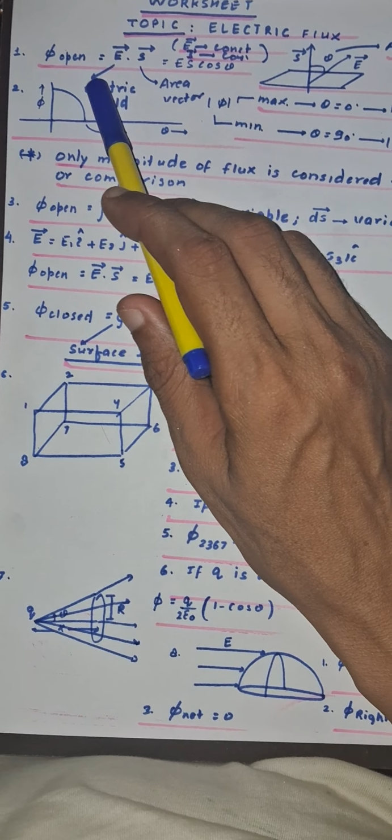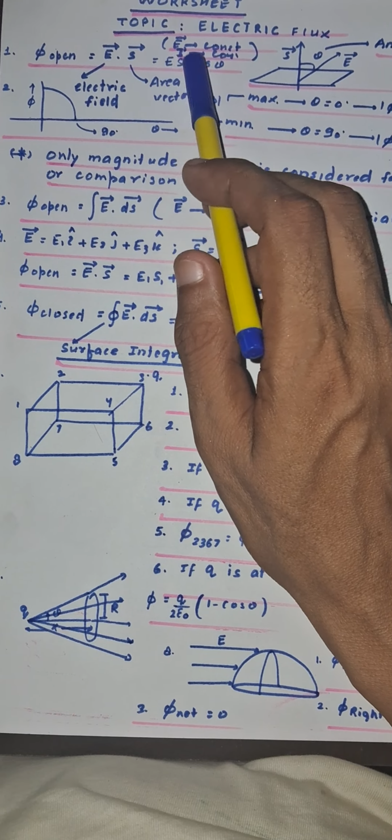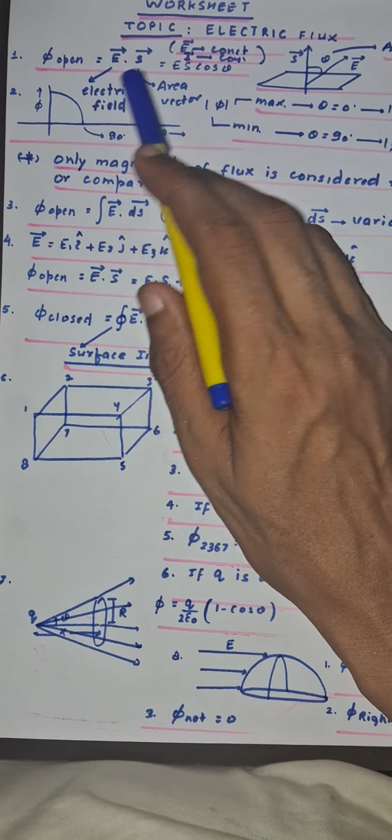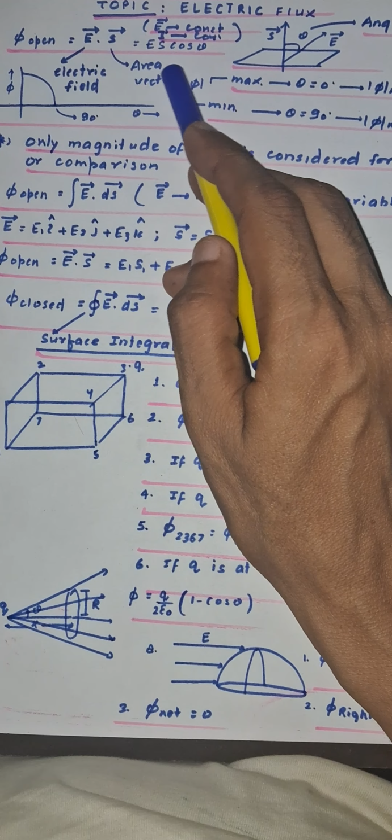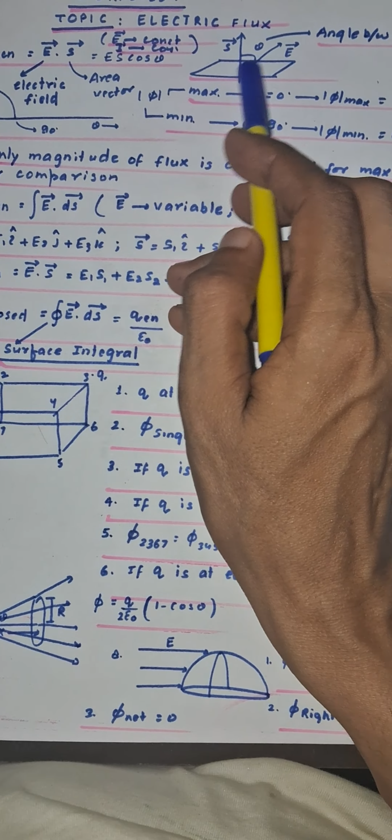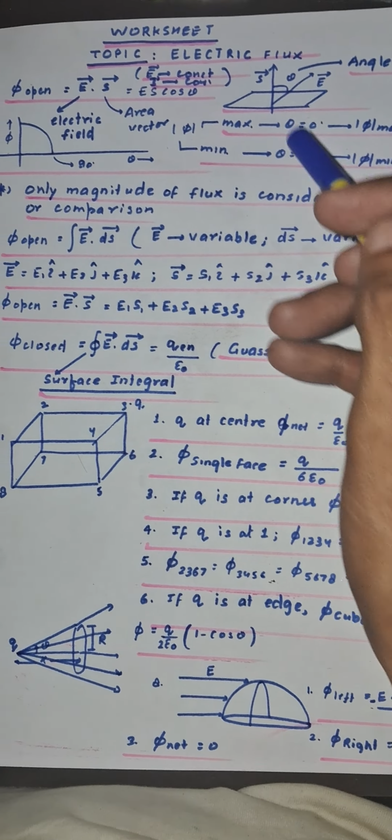So the first thing is, flux through an open surface when electric field and area vector are constant for the plane surface is E dot S, which is ES cos theta. Here E is the electric field, S is the area vector, and theta is the angle between the area vector and electric field, as shown over here.